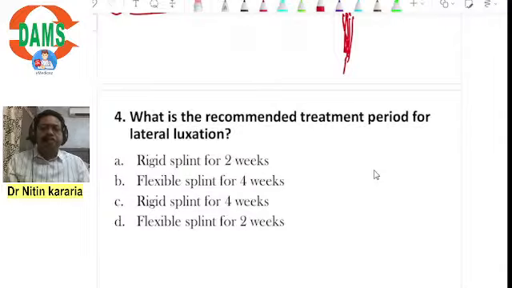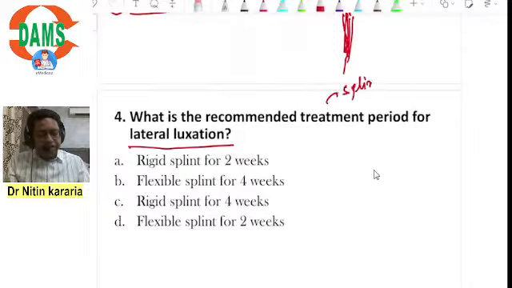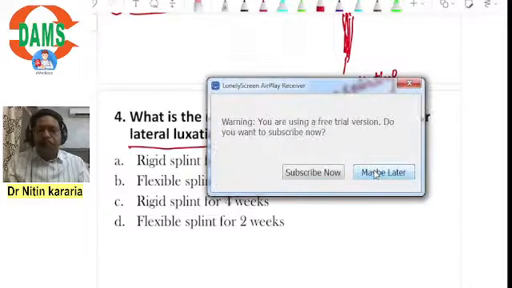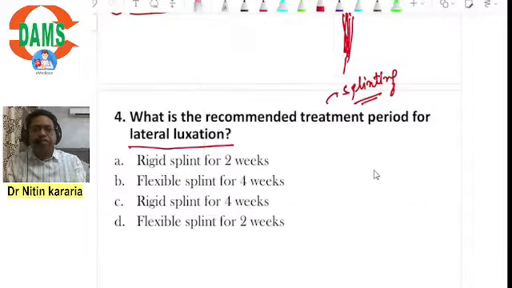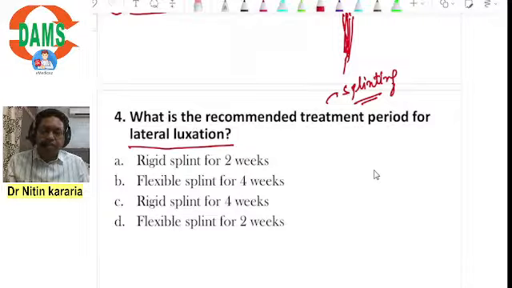Coming over to the next question. What is the recommended treatment period for lateral luxation? It should be either the splinting period. I do not know the exact language of the question, but in a way it is generally asking about the duration recommended for these luxation injuries, particularly lateral luxation.